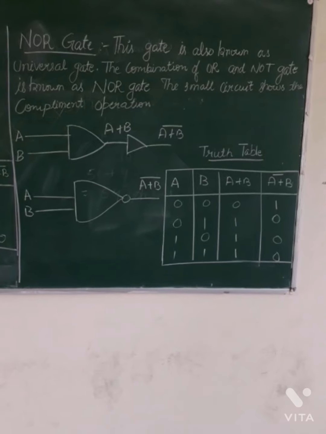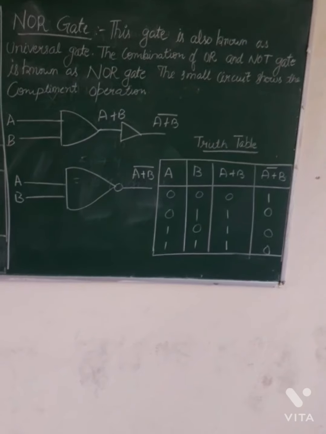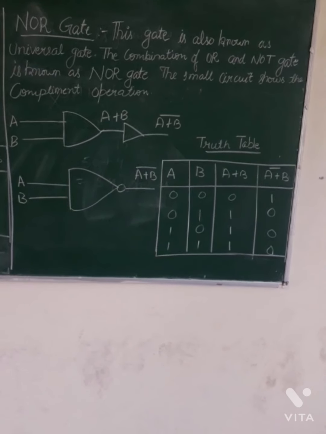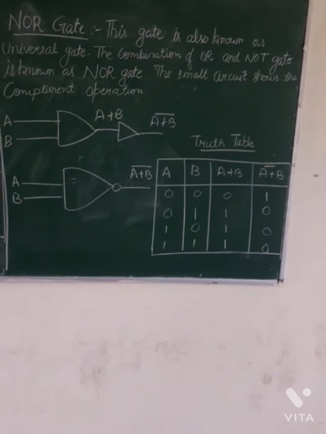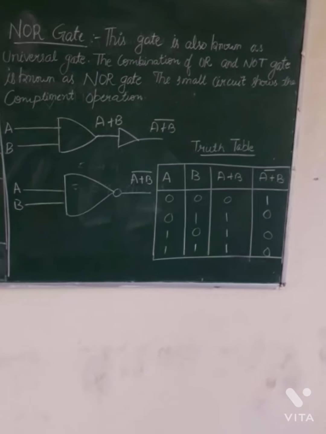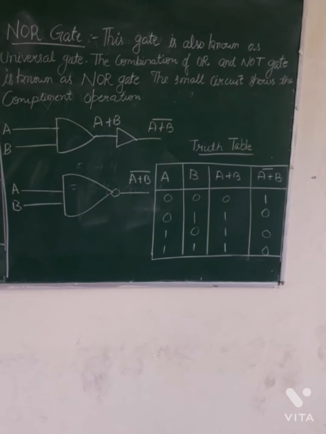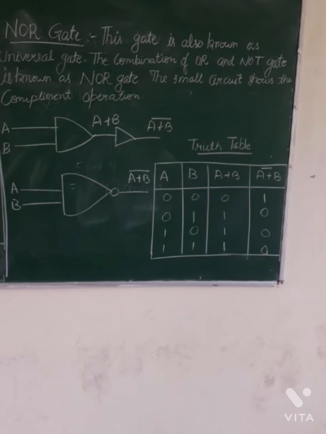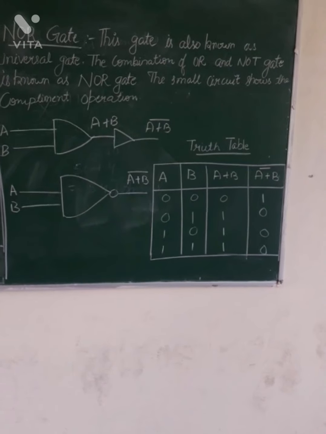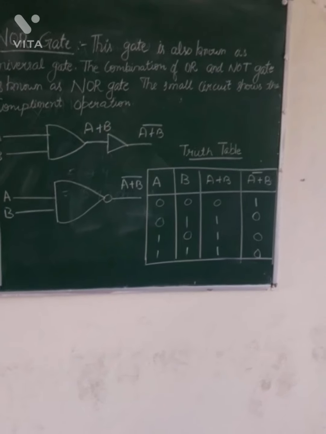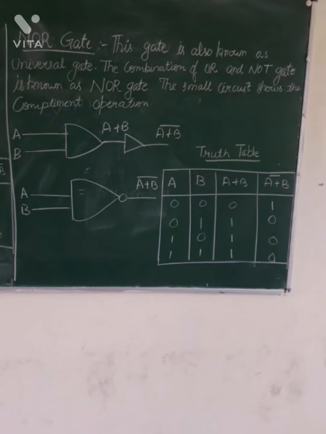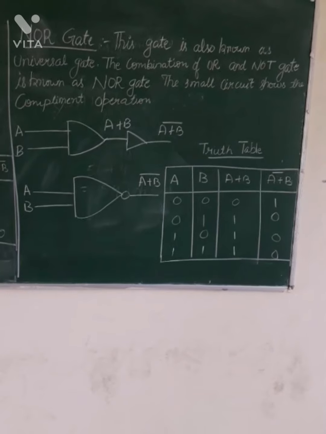So here is the second gate, that is NOR gate. This gate is also known as a universal gate. First of all, you should know about the OR gate. If you know about the OR gate and NOT gate, it is very easy. OR gate is just the sum of the two given inputs, and the NOT gate is the opposite of the given input. So the definition is: the combination of OR gate and NOT gate is known as NOR gate.